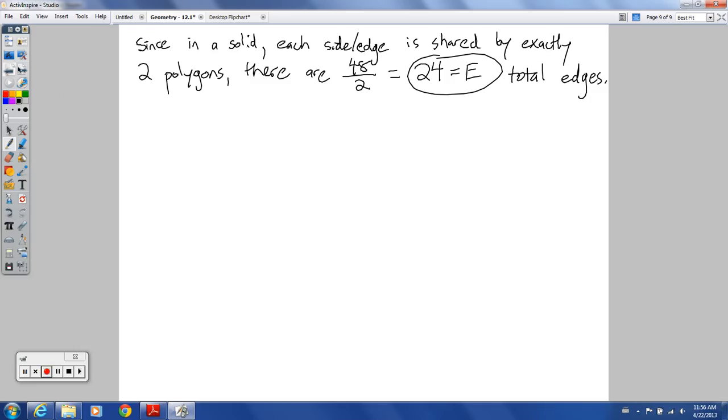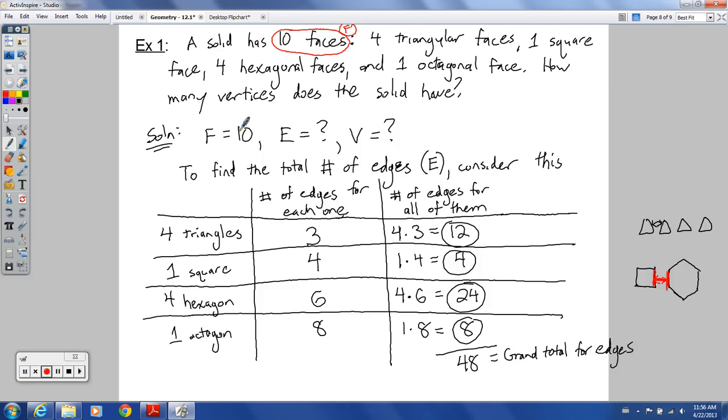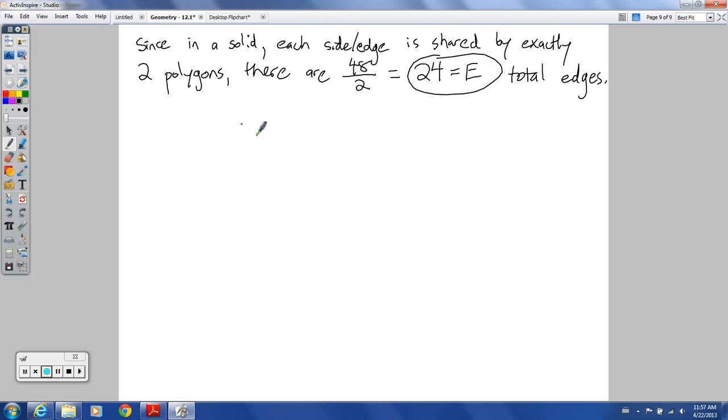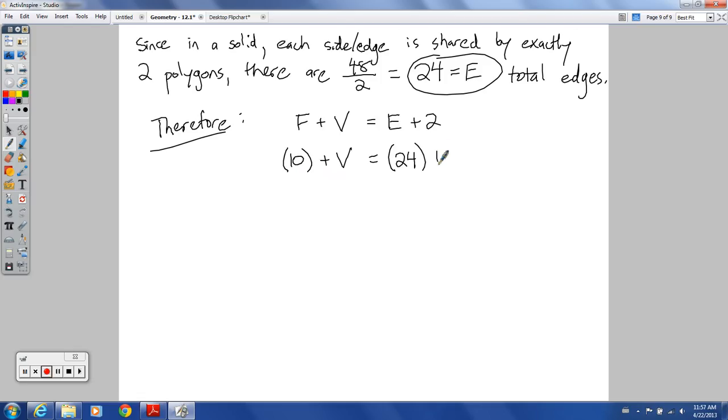We know what our F value is, the faces, and I remember the formula. It's my fave 2 formula, F plus V equals E plus 2. So let's write the formula out first like that. F plus V equals E plus 2. And then plug in the values that we know. We know that F is 10. My vertices I don't know yet. That's what I'm going to solve for. And I know that E is 24.